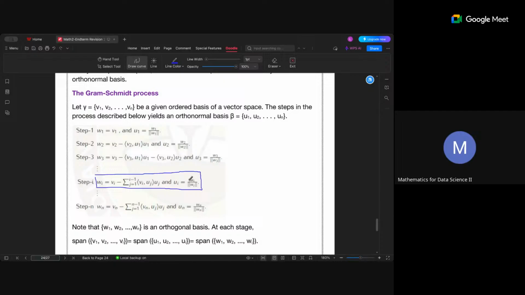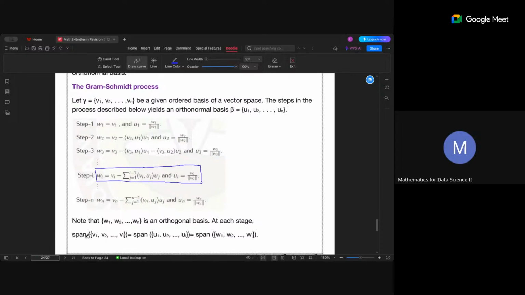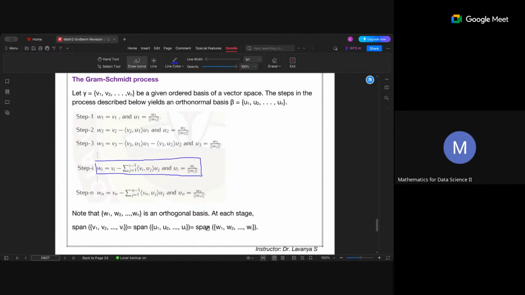There is nothing more to explain in this revision session. You have to use this formula. If you want some examples, please go to the live session video and check it. And also it satisfies this particular property. So you know that if you are given this set of vectors, then the span of that set of vectors is the same as the span of the final set of vectors which you are getting.